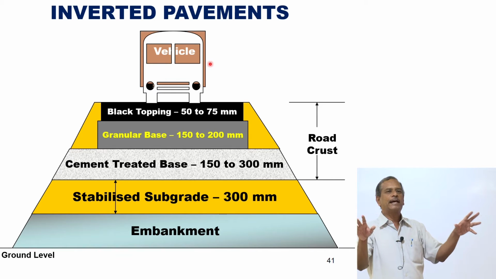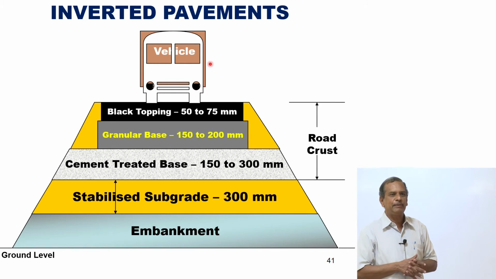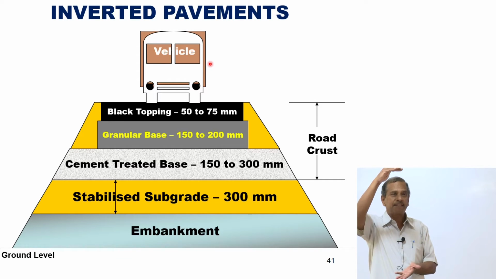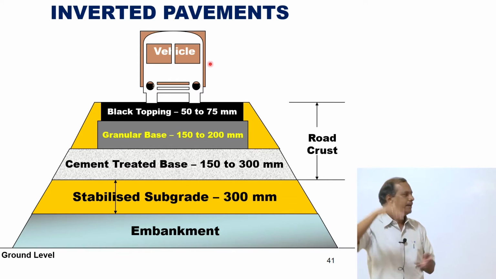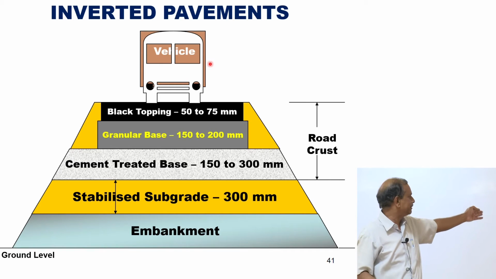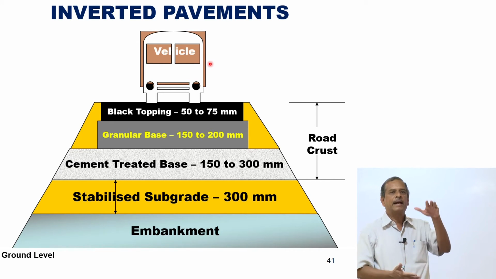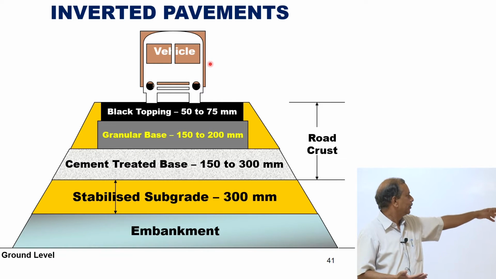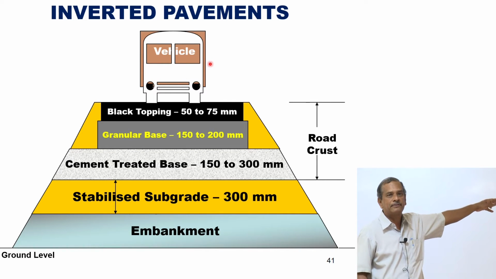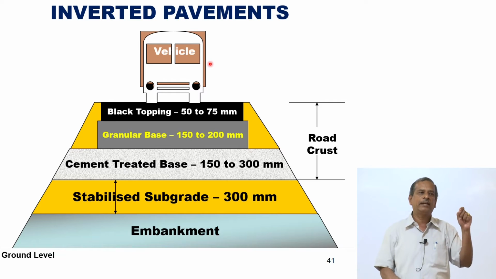Out of the 54 lakh kilometers or 5.4 million kilometers of roads in the country, less than 1,20,000 kilometers are national highways. Majority of the roads do not require such thick bituminous pavements. I can go in for an inverted pavement with a cement treated base. I can introduce a granular base and a blacktop, and I can reduce the thickness drastically to, for example, 350 millimeters. So, this is the alternative that we have started adopting in the country today.